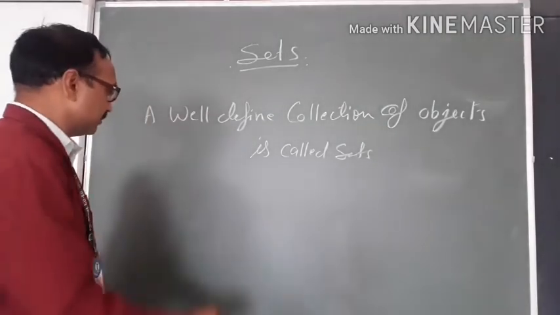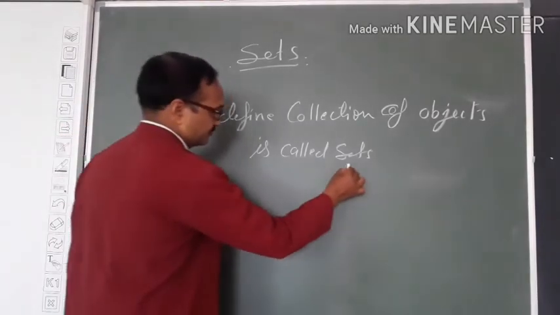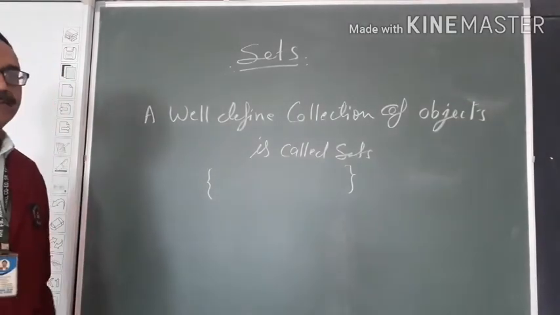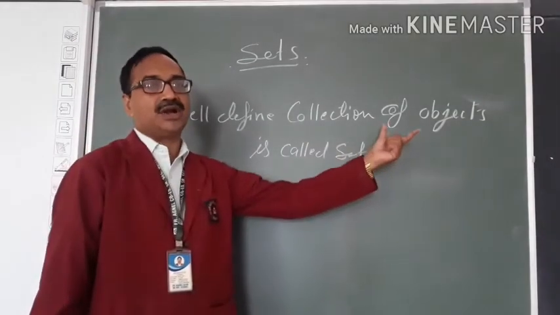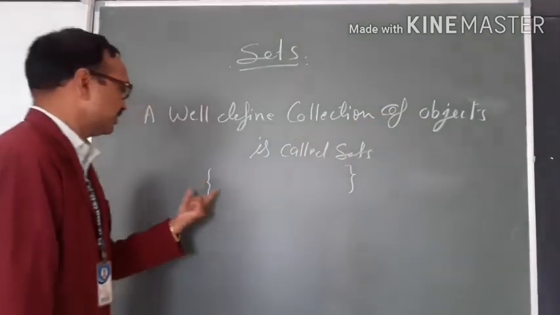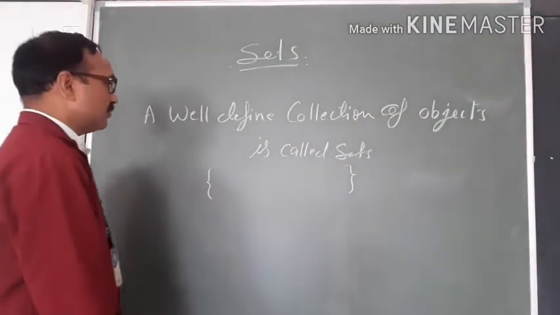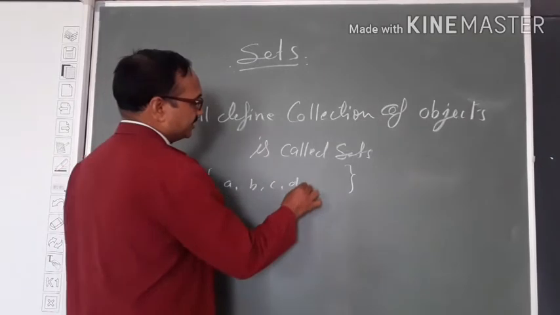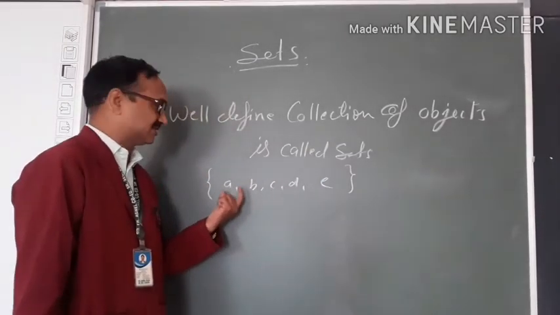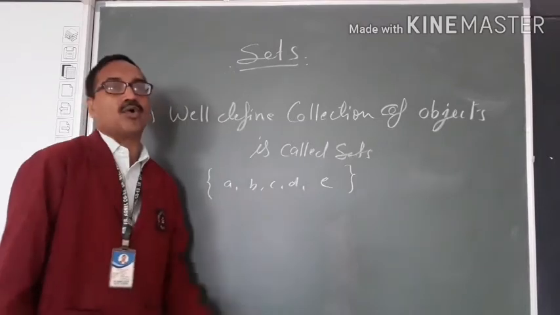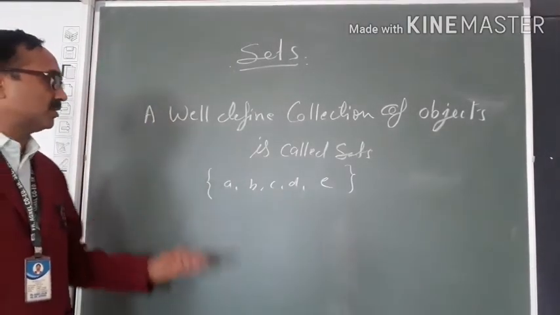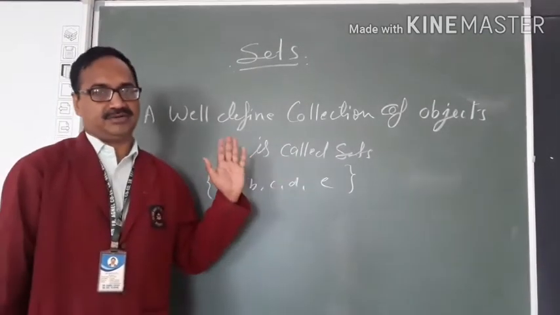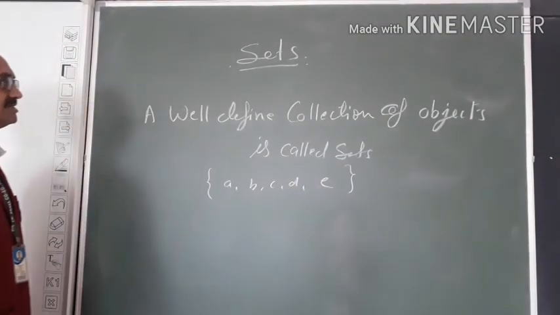In sets we use only curly brackets. In curly brackets we put the objects. The objects in a set are called elements. Suppose we are taking some English alphabet: A, B, C, D, E. Between two elements we put a comma. And one most important property of sets: no elements or objects should be repeated. So this is a set.